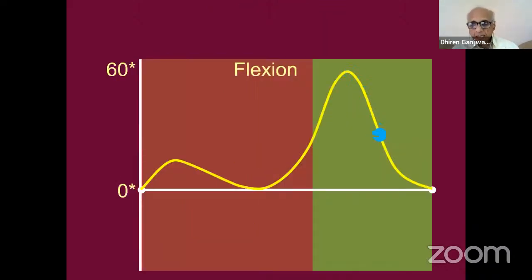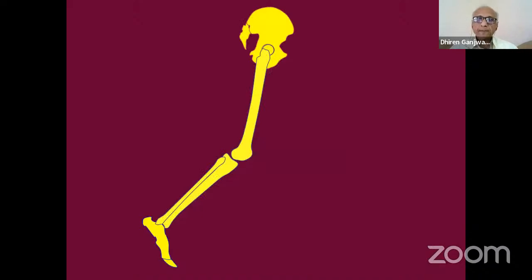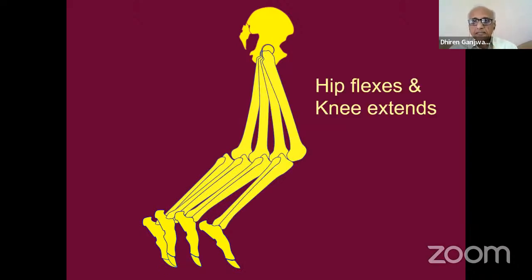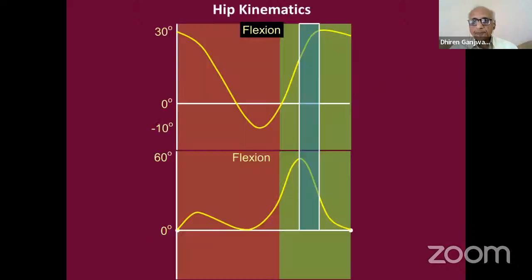Coming to the extension which is now taking place, again, it's an area where there is a lot of confusion about how this extension is taking place. I will describe both the theories which are possible for this extension. Now let us see how the knee moves at this particular phase. When this flexion is taking place, the hip flexes and the knee extends. Look at this. The hip is flexing and the knee is extending. It's going down, so it's extending.